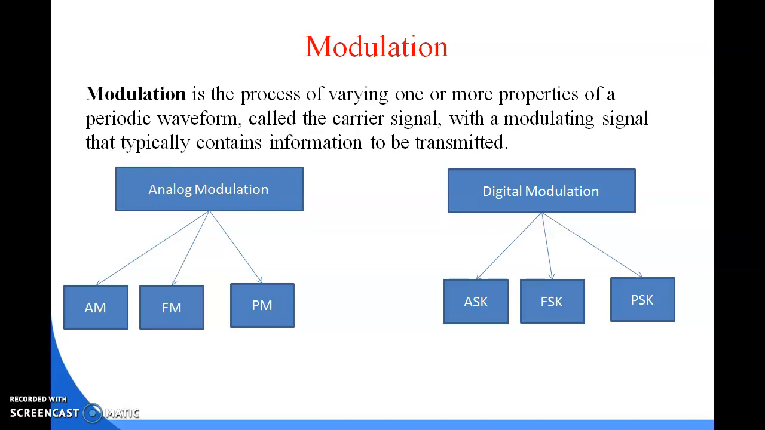Your original signal does not have enough strength to travel a long journey from source to destination. So a carrier signal will be added to it, and that carrier signal changes according to the frequency of the original signal, and that is the modulated signal. This modulation is divided into two parts. One is analog modulation, the techniques used for analog signals, and the other is digital modulation, where the following techniques are used for digital signals.